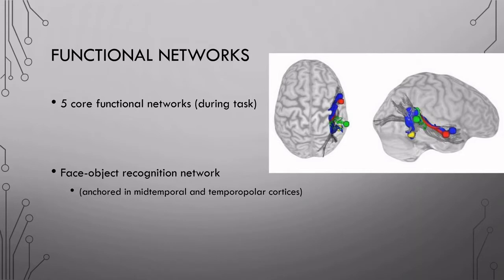We have a face object recognition network, and this is anchored in mid-temporal and temporal polar cortices. This network helps us as humans detect and recognize other human faces. And more than that, it helps us to detect and recognize non-living objects. It might seem pretty basic to us now, but this is a critical piece of software in our brain to tell apart one face from another and those from non-living objects. So it's a really important network. There's a visual representation of that network as well.